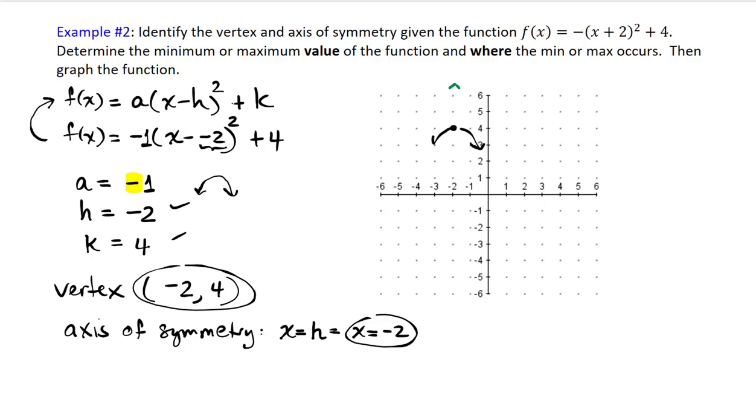The axis of symmetry is a vertical line that passes through the vertex point. So we'll indicate that with a dashed line.